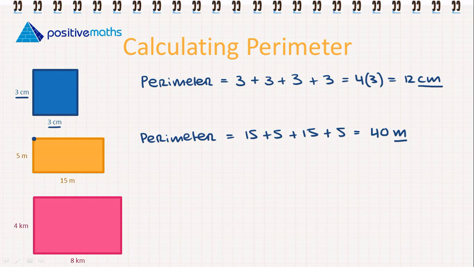Pause the video and see if you can calculate the perimeter for the pink rectangle. So noting where you're starting, the lengths of the sides that you're adding together, and what will be the unit measure for your result.